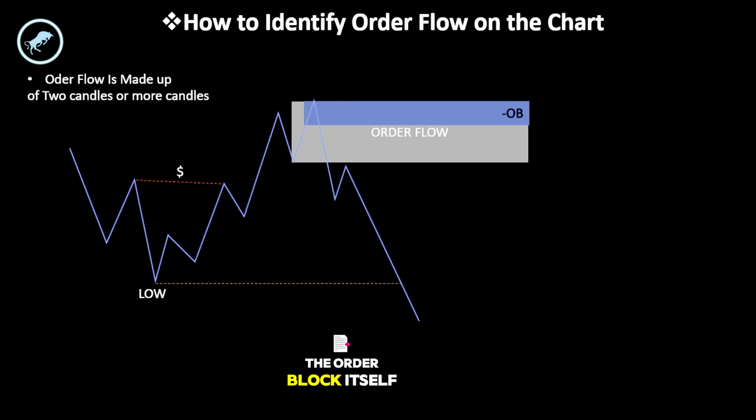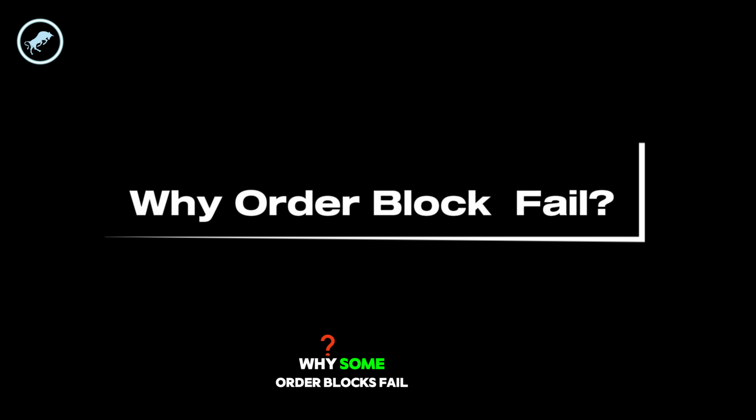However, the order block itself is just a part of the larger order flow zone and should be analyzed in that context. Why do some order blocks fail to mitigate? One of the most common questions traders ask is why certain order blocks fail to mitigate. The answer lies in the relationship between order blocks and the broader order flow.